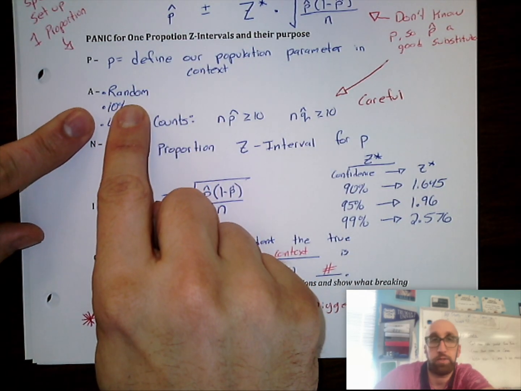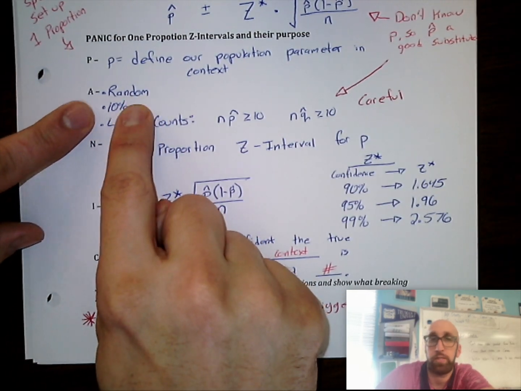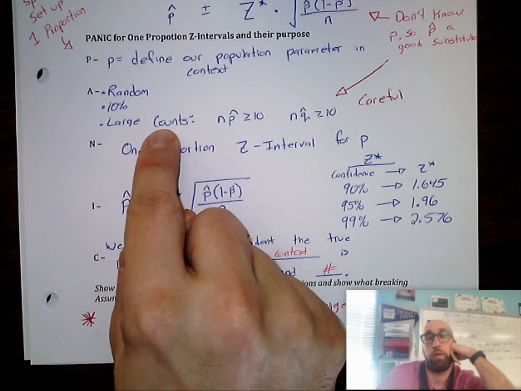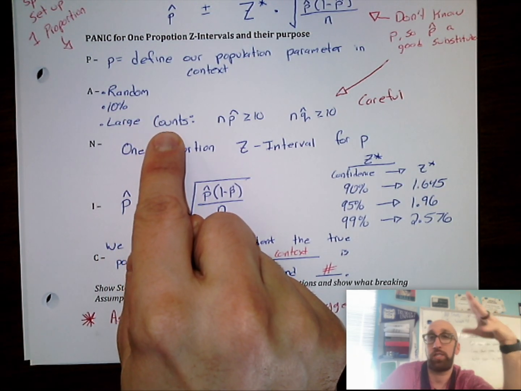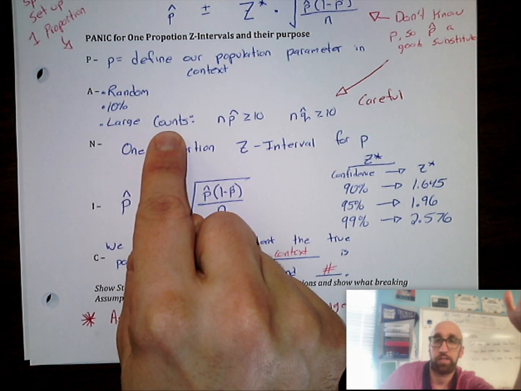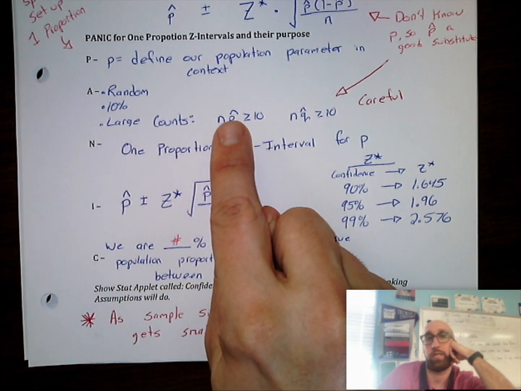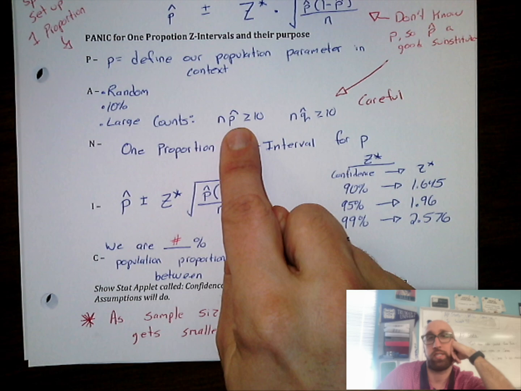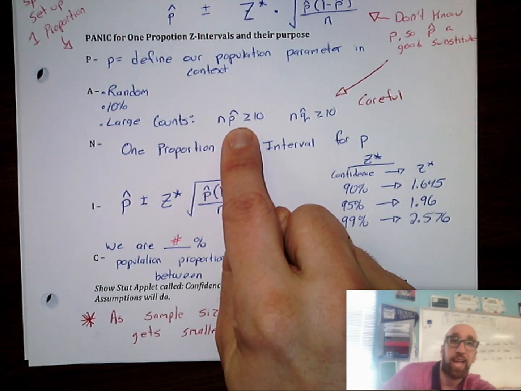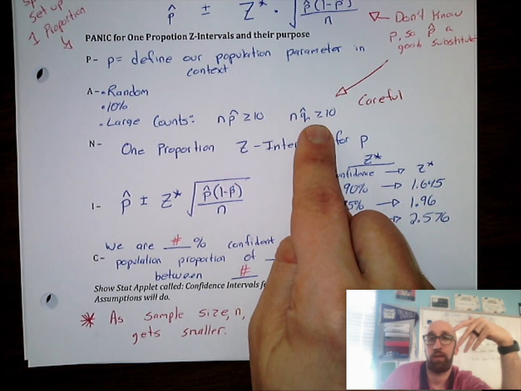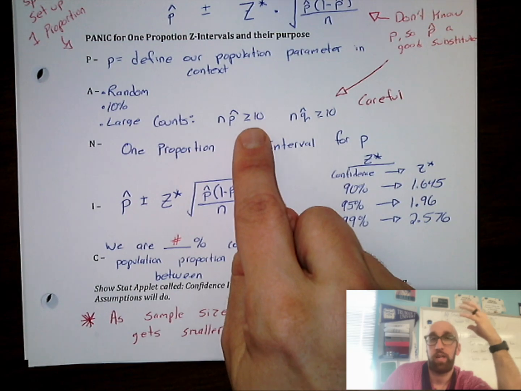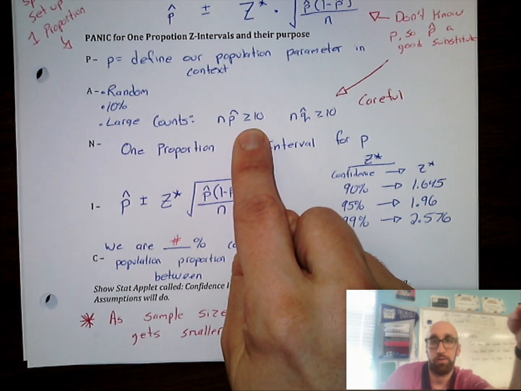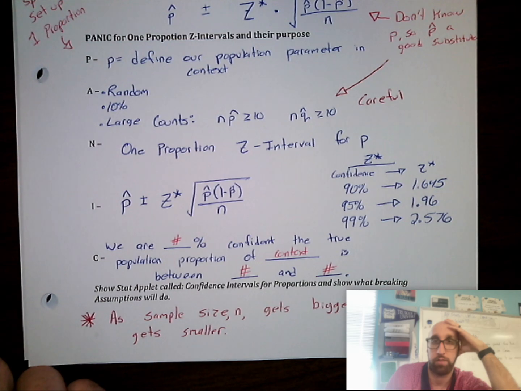Next, we're going to do our assumptions. We're dealing with proportions, so we're going to do randomization, 10%. Those should ring a bell. The third one, since we're dealing with proportions, is large counts. Now for sampling distributions, we did n times p and n times q. Again, we're switching to n times p hat and n times q hat. The logic is if you don't have a numerical value for p, we can't use it. So p hat is a good substitute.